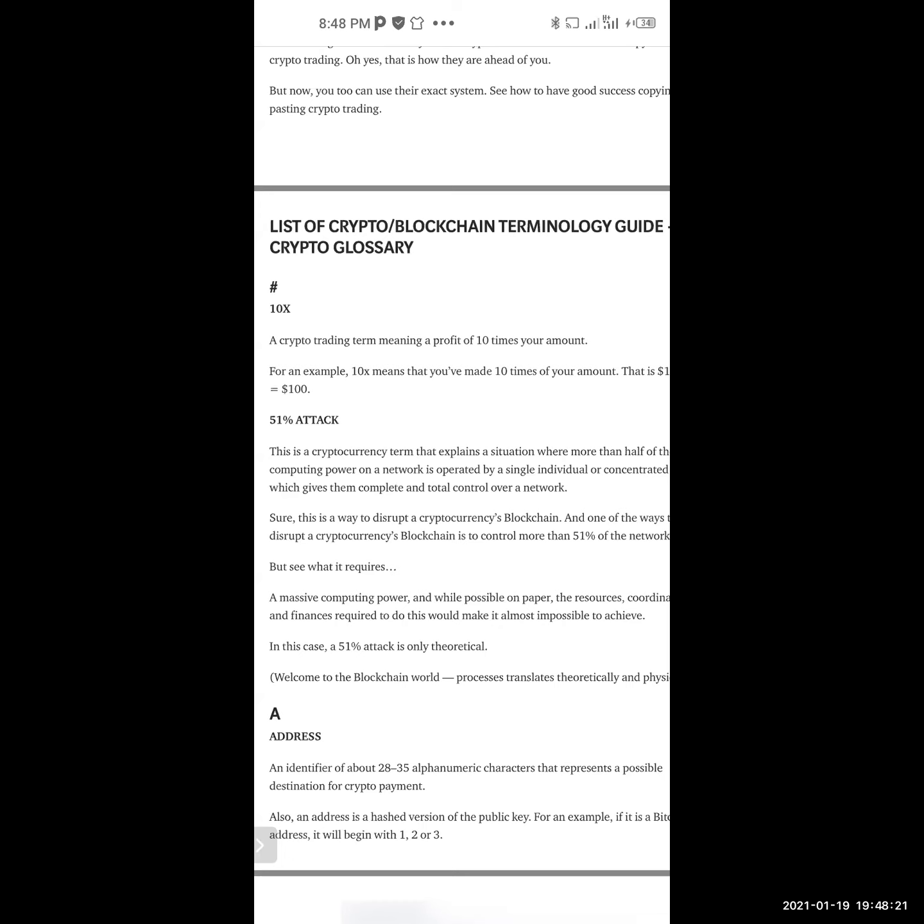So the next one is 51% attack. How do I explain this now? Okay, yesterday I talked about nodes and how the blockchain is distributed. On the blockchain there are nodes, and I said yesterday that blockchain is decentralized in the sense that there's no single party controlling anything.